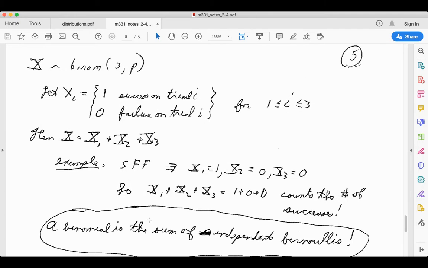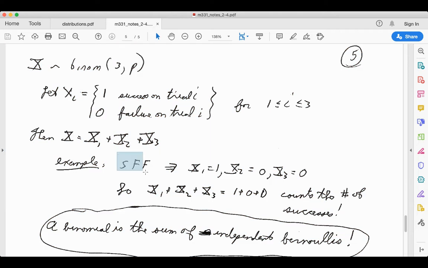What do I mean by that? Say X is binomial with 3 trials, chance p of success. And for every i from 1 to 3, define Xi to be 1 if you get a success on trial i, and 0 if you get a failure on trial i. So each of those Xi's is a Bernoulli. They're independent of each other because the trials are independent of each other. And the random variable X is actually the same as the sum of X1, X2, and X3.